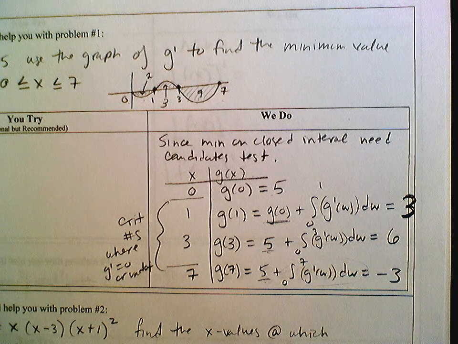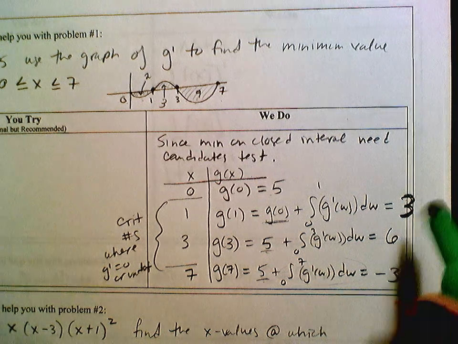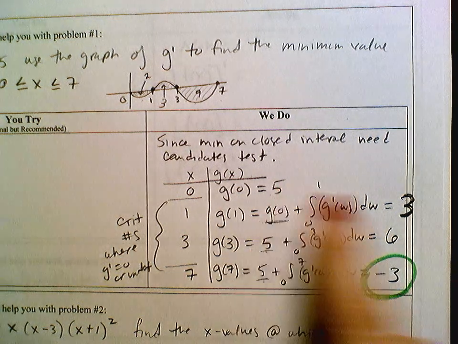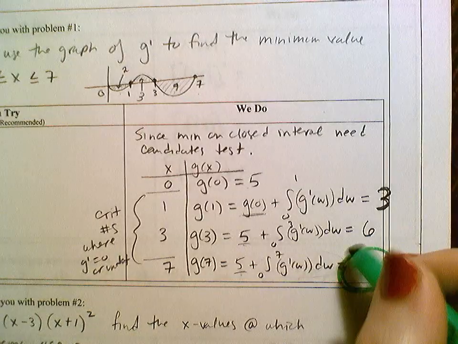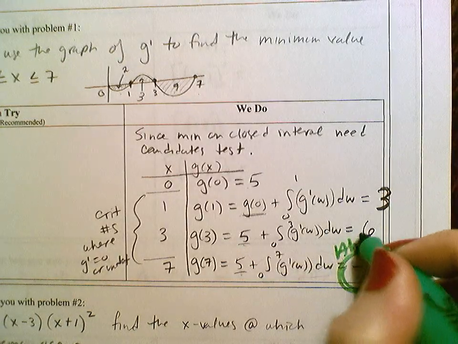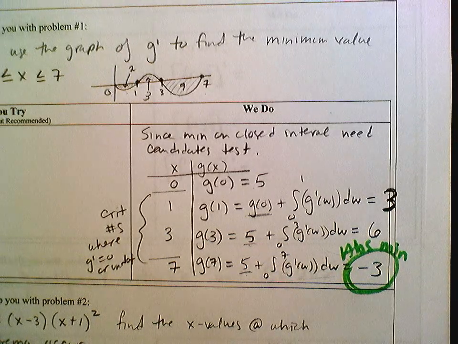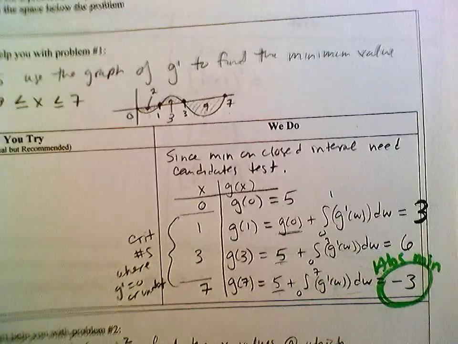Find the minimum value of g. Okay, so this would be the answer. Right here, this is the answer, because you look at all of those values, this is the absolute. All right, so maybe I'll write here, that's the absolute min. That's the minimum value on an interval.